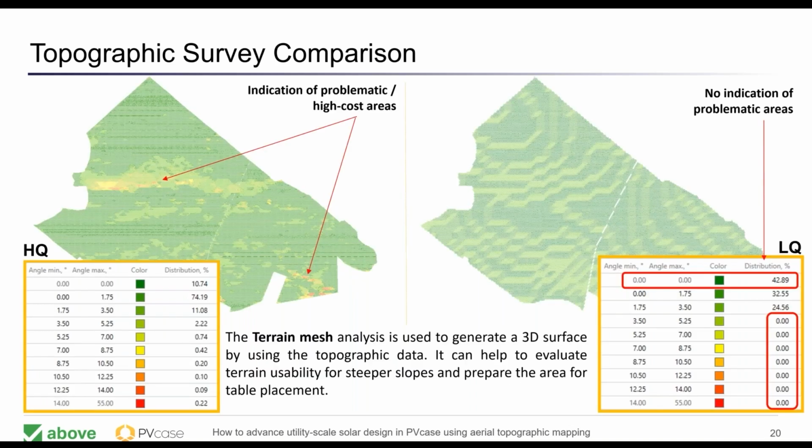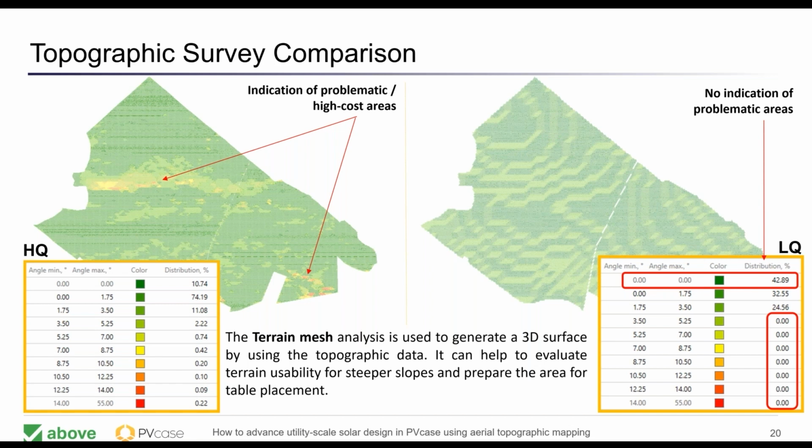So additionally, different slopes appear once we use the terrain mesh analysis feature found in PVcase, which really helps us to determine the actual slope distribution in the site. This feature helps to evaluate terrain usability and have a good idea for setting up the exclusion zones. A high quality topographic survey will illustrate the current terrain and the amount of change necessary to achieve the greatest results, and you can identify the best possible location for your installation.